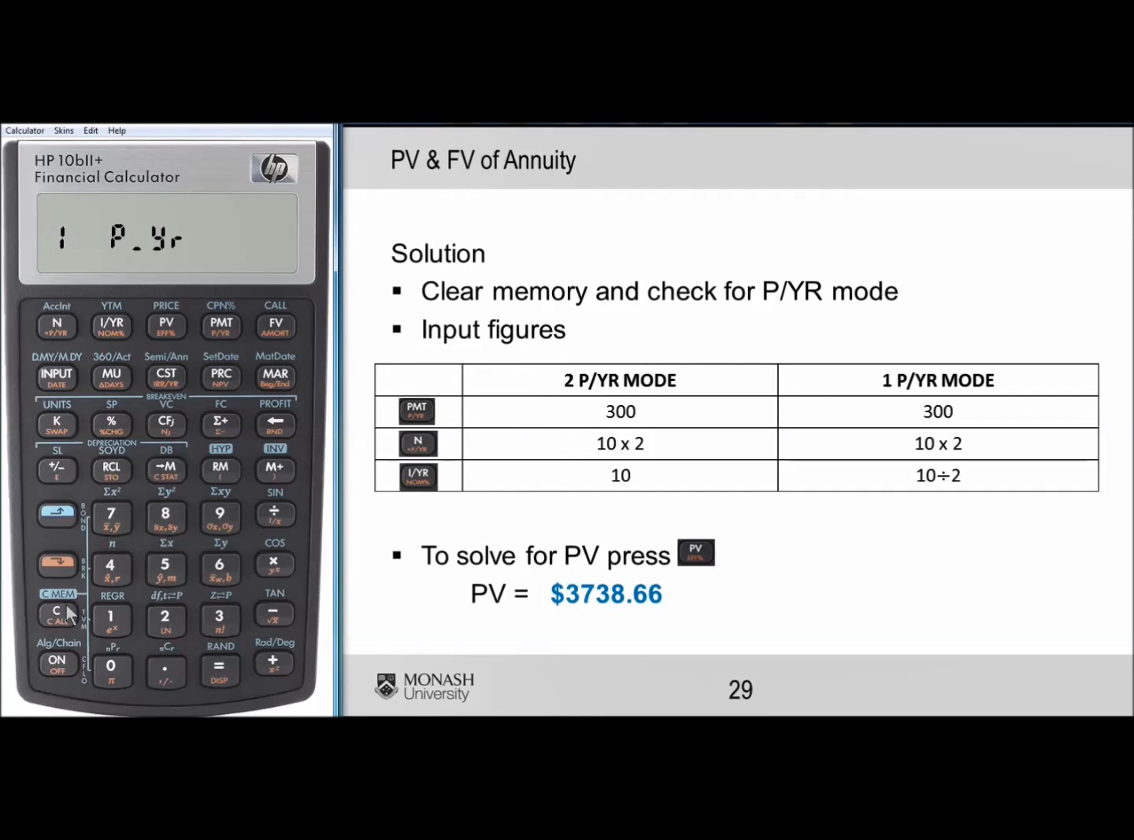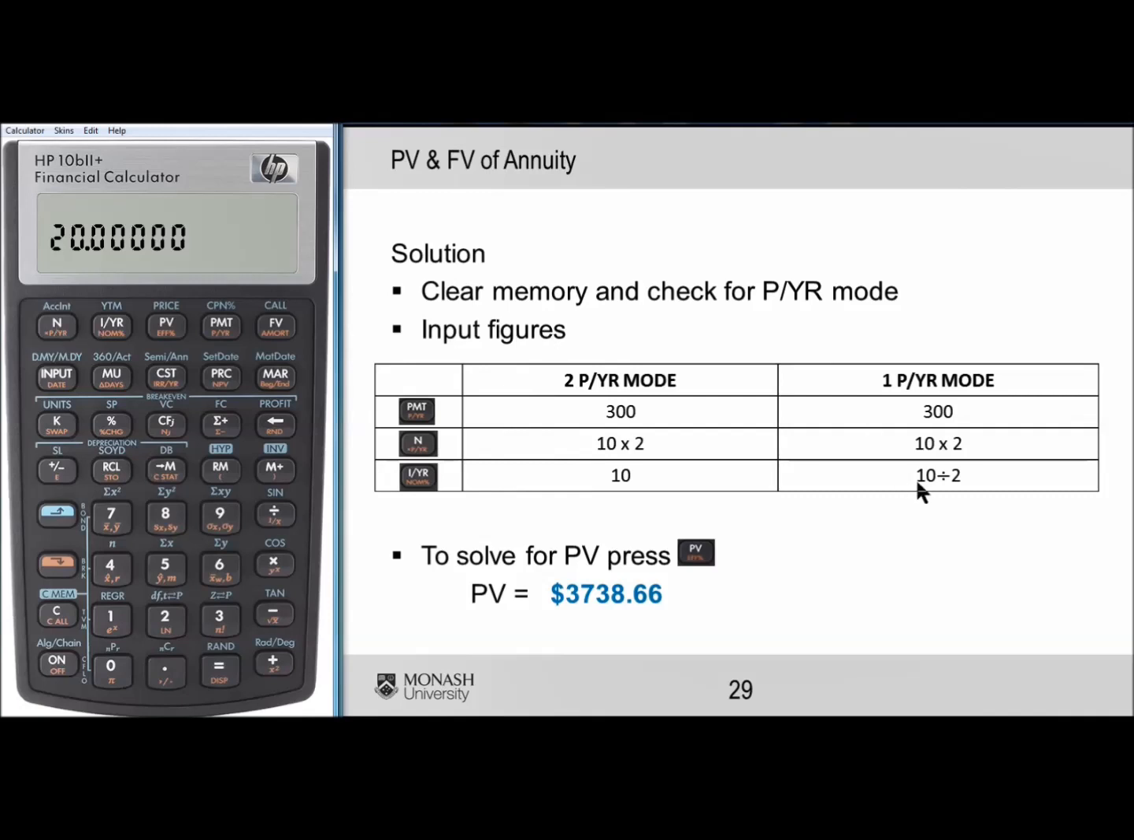First of all, clear all the memory and check for the payment per year mode that you wish the calculator to operate on. Then input the figures accordingly. So the semi-annual payment is 300, so PMT, and we have 10 years and 2 semi-annual in a year, so 10 times 2, that is our number of periods.